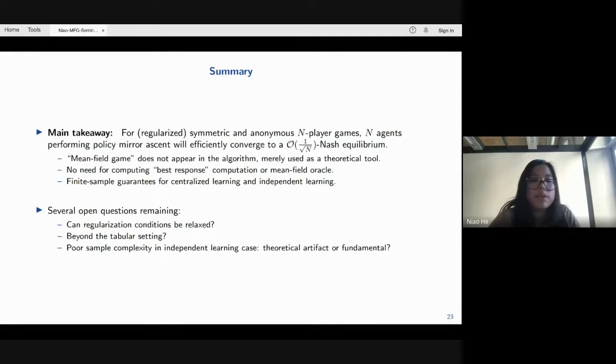I think there is also some recent work showing that, in general, for multi-agent systems, independent learning is much harder than centralized learning. But it's unclear whether this is also true for mean field games. So with that, I think there are still a lot of things that need to be done, and I'm happy to take any questions or feedback from you. And I'll just stop here.